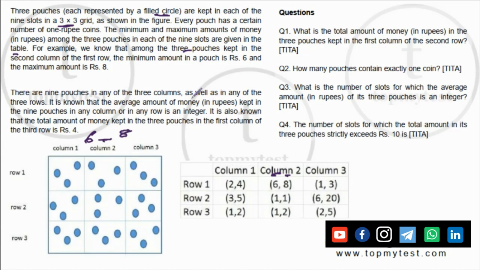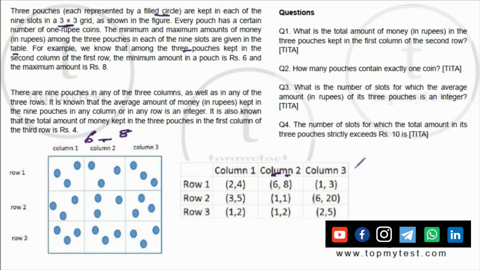There are 9 pouches in any column as well as row. So 9 here or here. And it is known that the average amount kept in the 9 pouches in any row or any column is an integer. So if we add along the row, it should be an integer. If you add along the column, that should be an integer. Average should be an integer, which means the total should be a multiple of 9, whether you add it column wise or row wise.